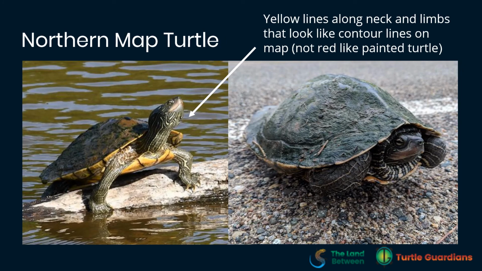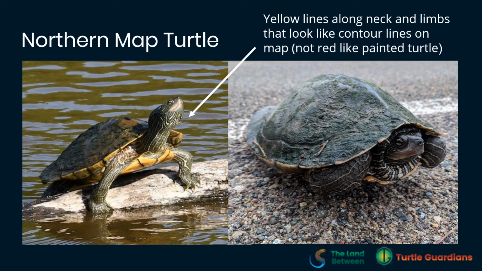So here we have our northern map turtle. It gets its name because of its distinct map-like contour lines that you can find along its shell, which are hidden here because both of these map turtles have algae on their shells, but it has faint contour lines all over its shell and then these beautiful yellow contour lines along its face, neck, head, arms, and legs. So the best way to identify a map turtle would be by these yellow contour lines as well as its brown flat shell that is often keeled.